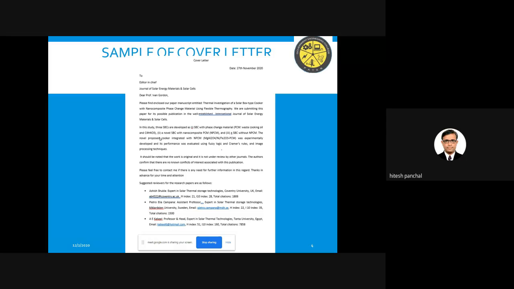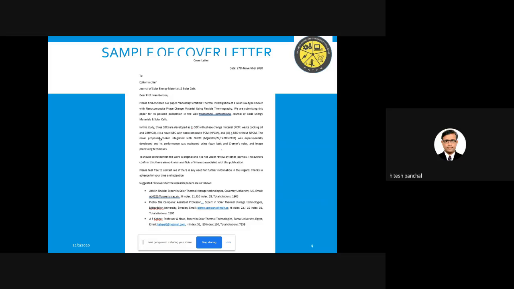Because whenever I was an editor and associate editor, at the same time I have seen this. So that's why you can put here that it should be noted that the work is original and it is not under review by other journals. Okay. Then you can also suggest the reviewers.